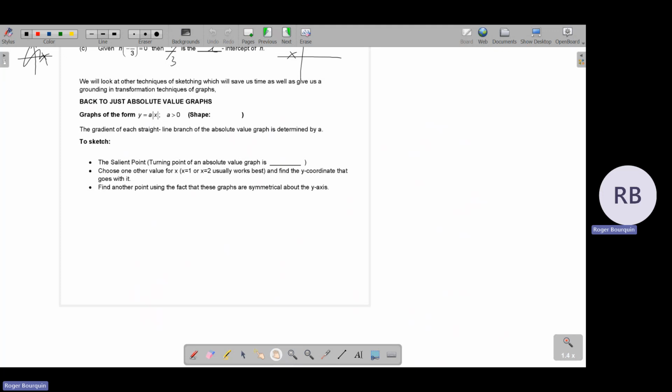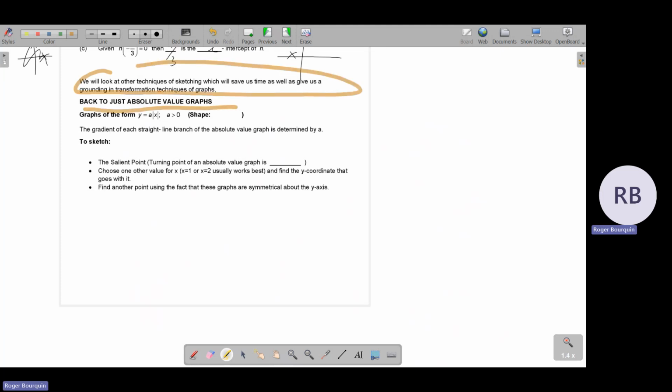Alright, so now we're going to use a technique you're going to use always: just get the absolute value graph. Anytime they ask you what is the equation of each branch, the way we sketch these graphs is by really understanding transformations. It says we'll look at other techniques of sketching which will save us time as well as give us grounding in the transformation technique of absolute value graphs. So, back to absolute value graphs.